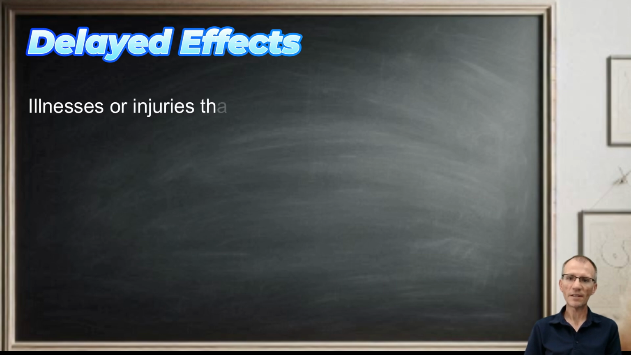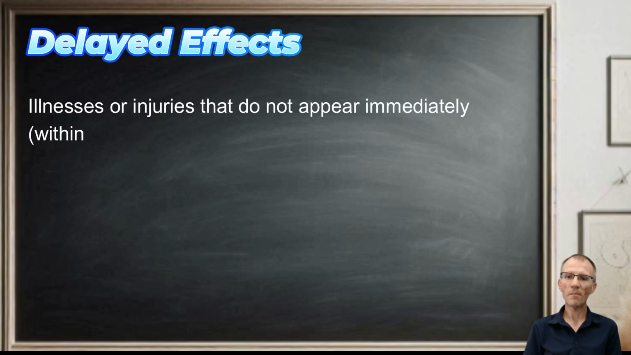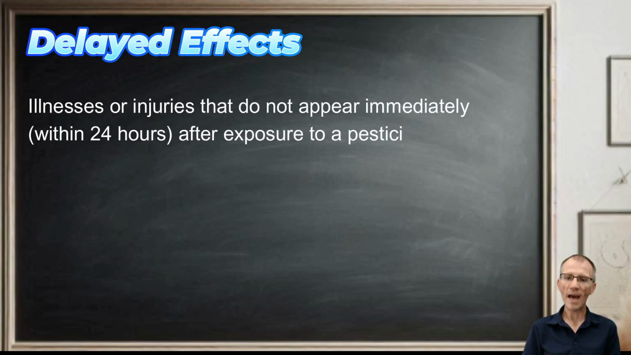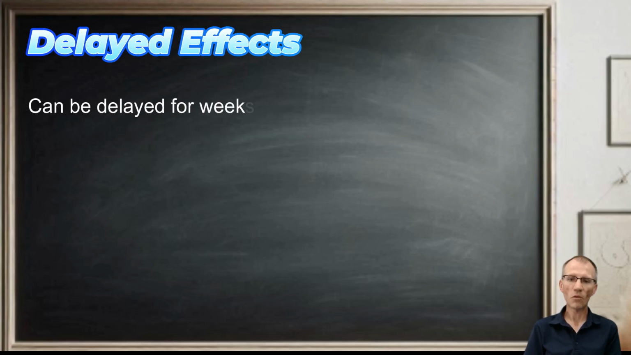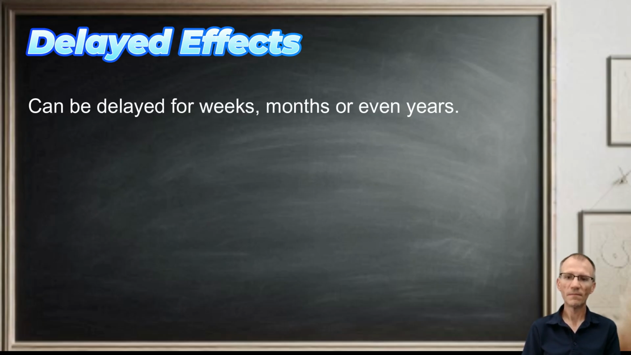Again, these are illnesses or injuries that do not appear immediately, within 24 hours after exposure to a pesticide. So these are going to be effects that appear much later. Typically, they may even be delayed for weeks, months, or even years. Remember that, because on a lot of core pesticide exams, you're going to see the term delayed effects.